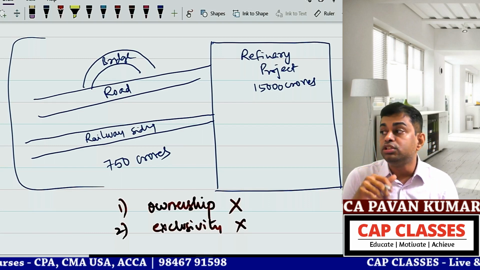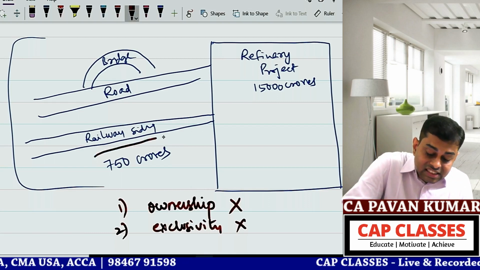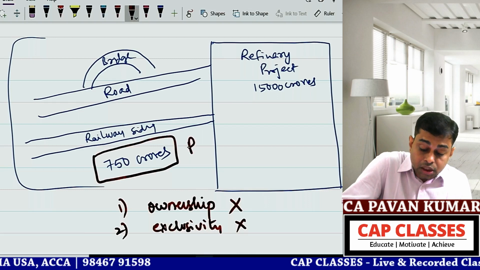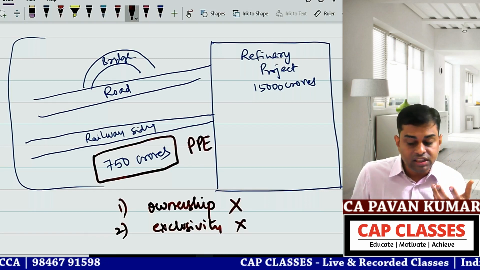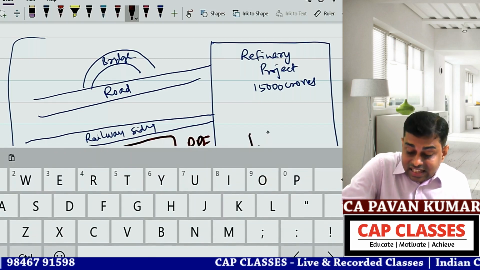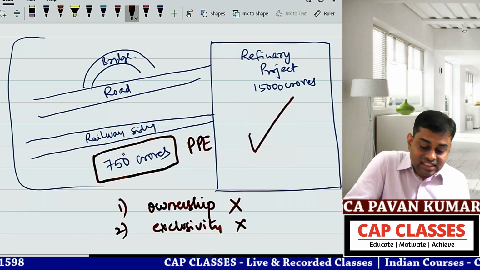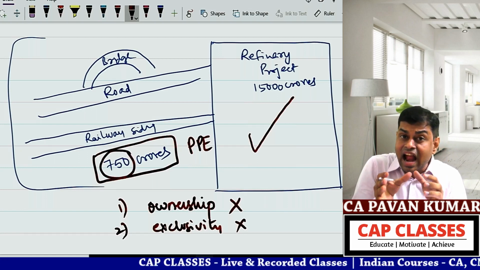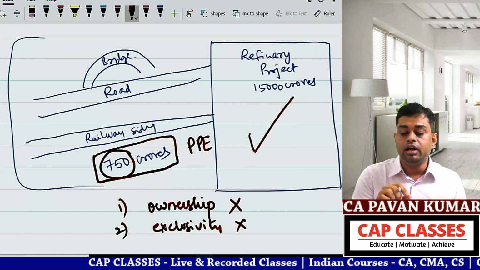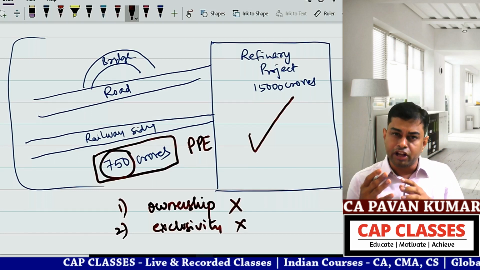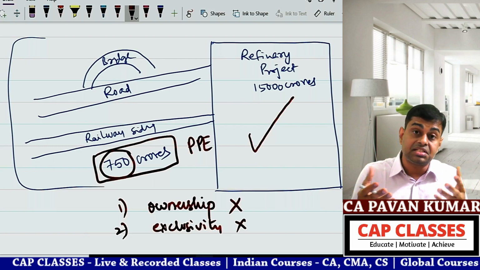So there is no exclusivity, the public can use it. Given these facts, do you think this 750 can be capitalized as property, plant and equipment? 99% of the students say no, but the correct answer is yes. And the beauty of the answer is that this 750 as a standalone asset you cannot recognize. As a standalone asset, road, bridge, railway siding, 750 crores, in your balance sheet you cannot show because that doesn't make any sense.